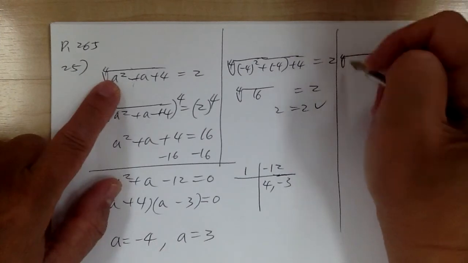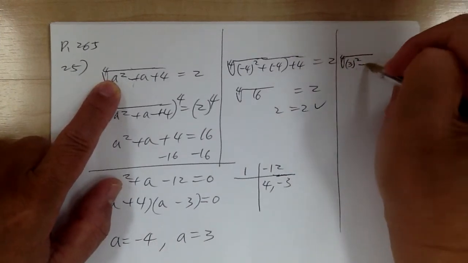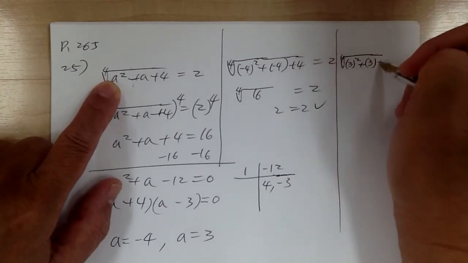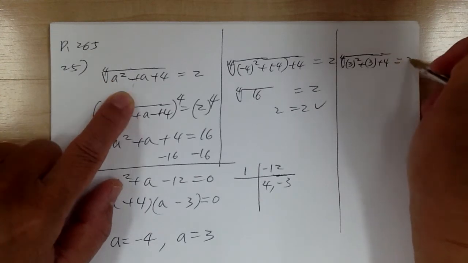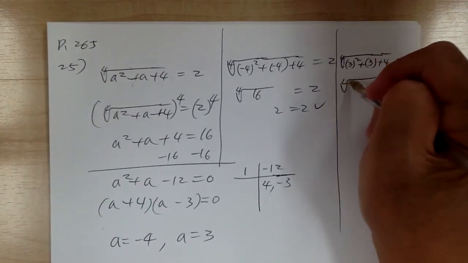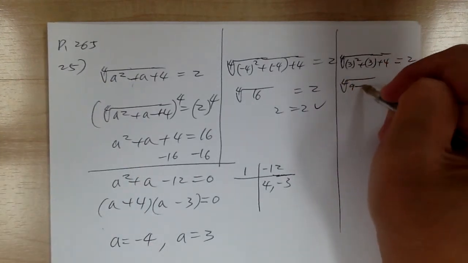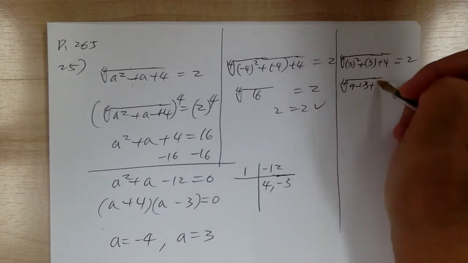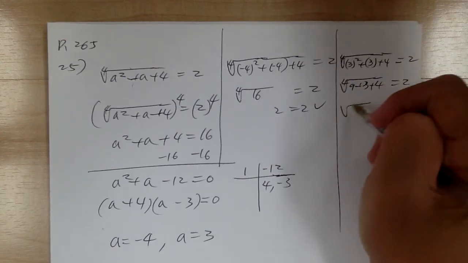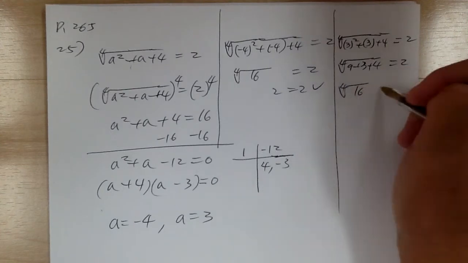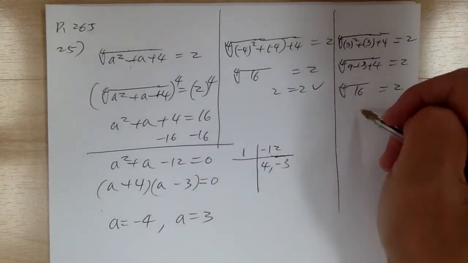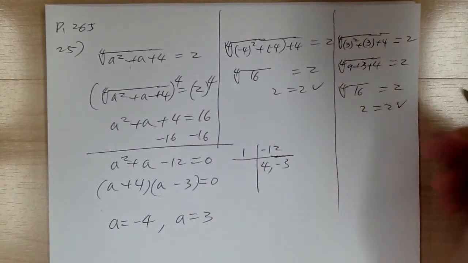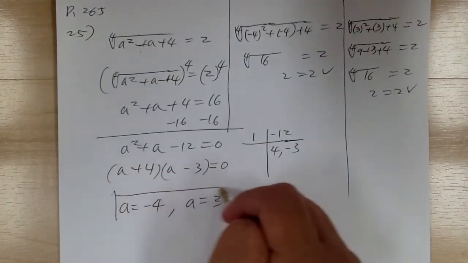So the 3. So you got 3 squared plus 3 plus 4 equal to 2. So you got 4th root of, you got 9 plus 3 plus 4 equal to 2. So you got 4th root of 16 equal to 2. So you can use same. So you end up with 2 equal to 2. So it checks. So both answers are good.